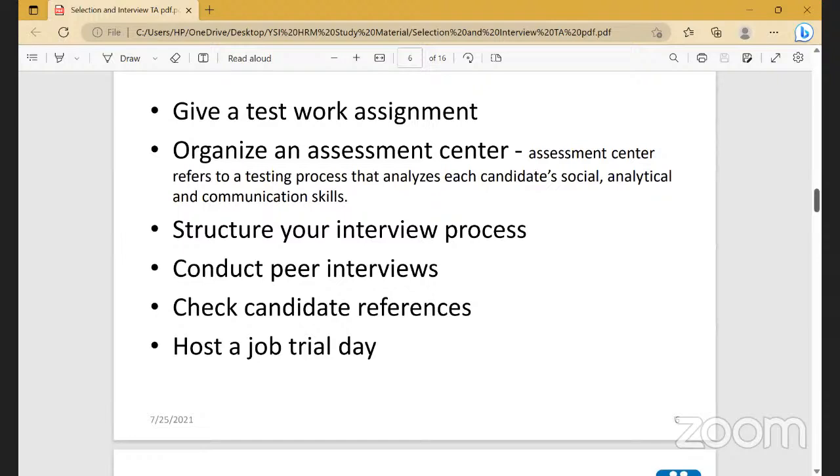Test work assignment means what? Any idea?